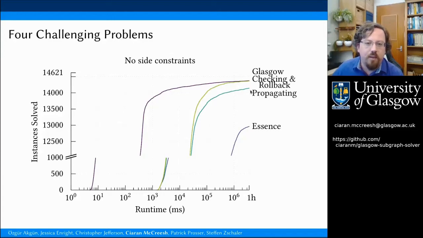And the propagating at every search node approach introduces quite a lot of overheads. We see it's over an order of magnitude slower than just doing solution checking. But again, propagating isn't really doing very much. The CP solver might infer a few things that the Glasgow subgraph solver didn't know, but probably not very much. And the rollback line is actually identical to checking. I'll explain what this means later on.